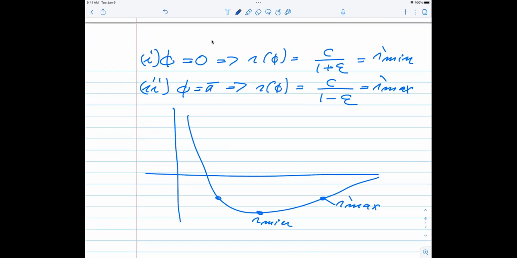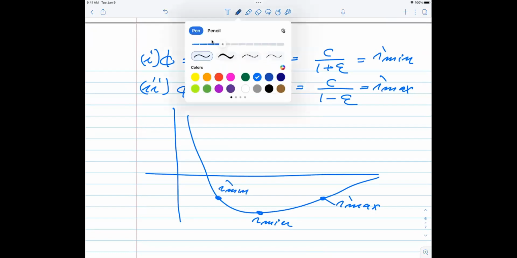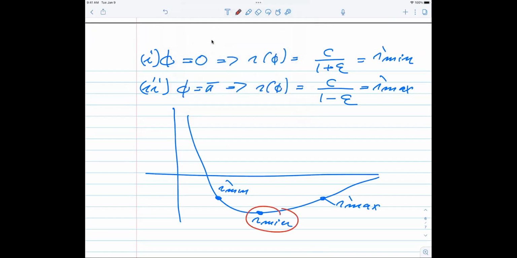And then we have the r min, the r min prime. This case here gave us circular motion at the minimum of the potential. Circular motion. Now here, when I look at the energy, the energy is going to be less than 0 as well. So the orbit is going to be bounded. We are going to oscillate between r min and r max.